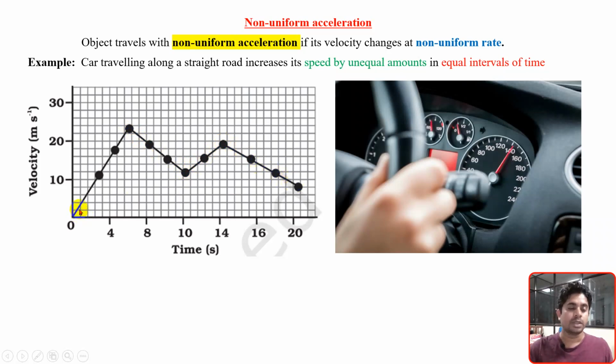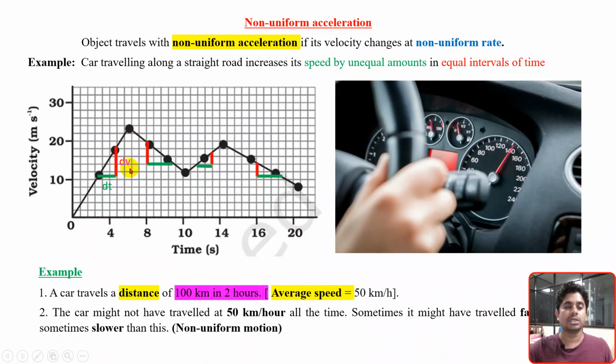Now if I calculate the slope of these lines, how will we calculate it? Change in velocity divided by change in time. The slope of this line is different, and the slope of this line is also different. Even though the slope of this line and this line are both positive, the magnitudes will be different. Similarly, the slopes of these two lines are both negative, but they may be different from each other.